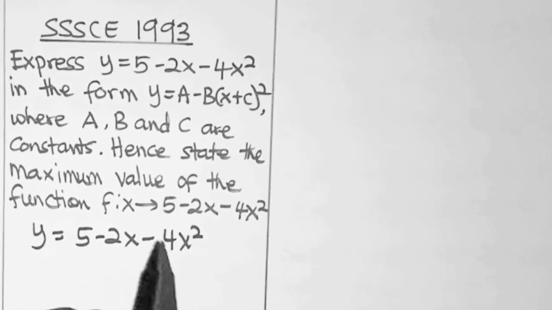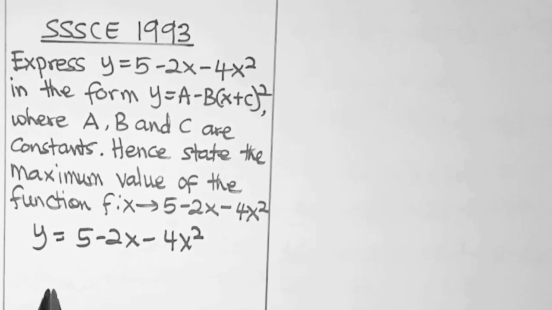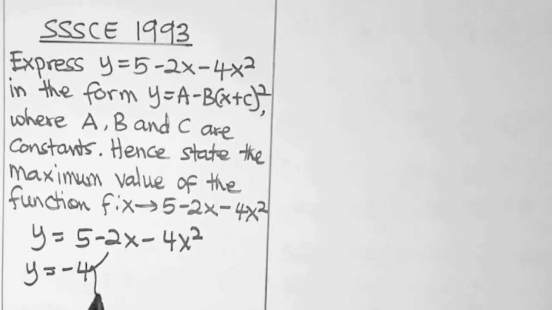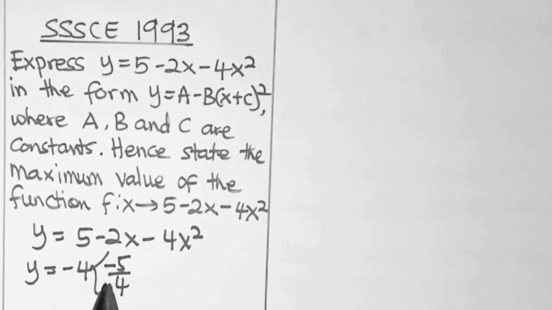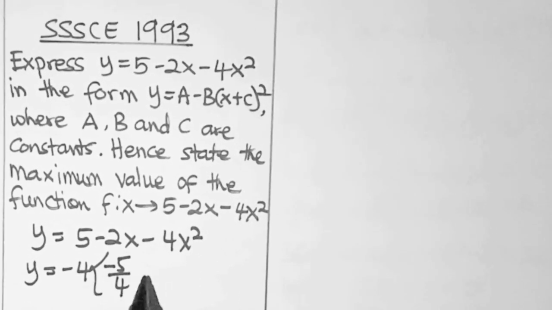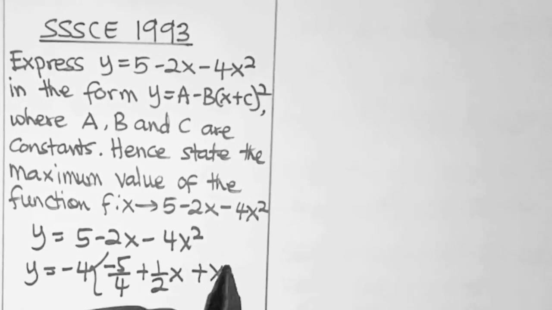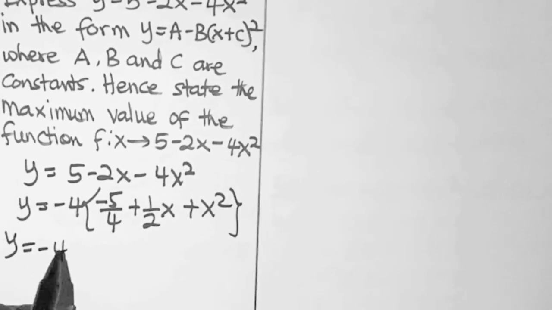In completing the square, the first thing is that the coefficient of x squared must be 1. So we need to factorize minus 4 out. So y is equal to minus 4. Now, 5 divided by minus 4 becomes minus 5 over 4. Then minus 2 divided by minus 4 becomes plus 1 over 2 x. Then plus x squared. So y is equal to minus 4.